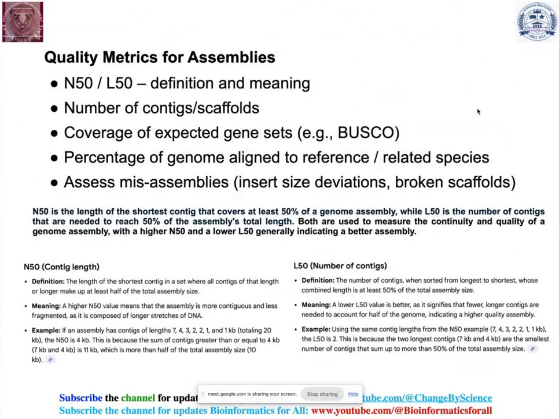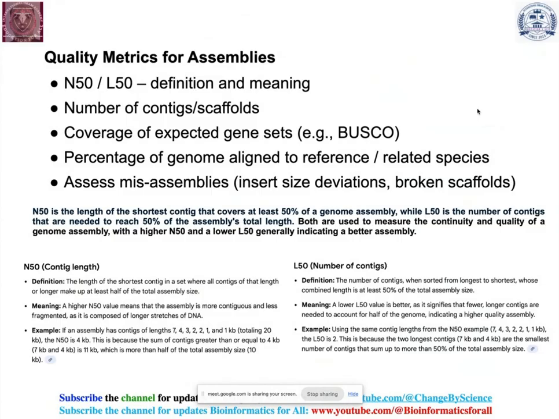So, what you need to understand here in de novo assembly, some of the notable points: N50, L50, their definition and meaning, number of contigs, scaffolds, because you need to go for a plot while you are performing the analysis, coverage of expected gene sets, percentage of genome aligned to the reference or related species, and misassemblies.